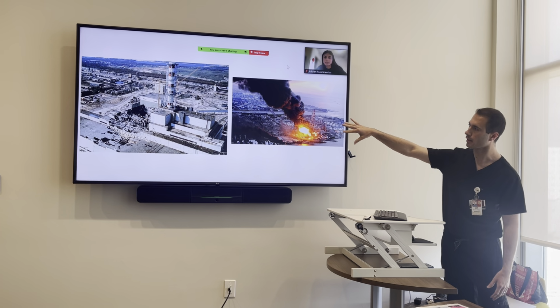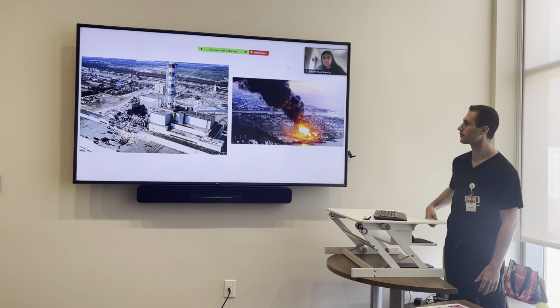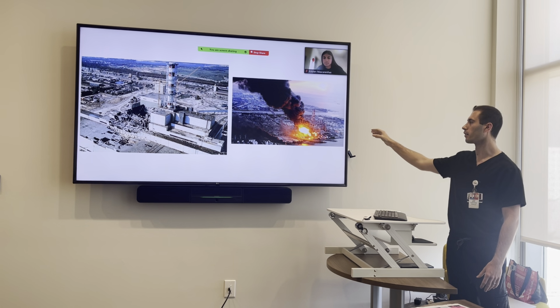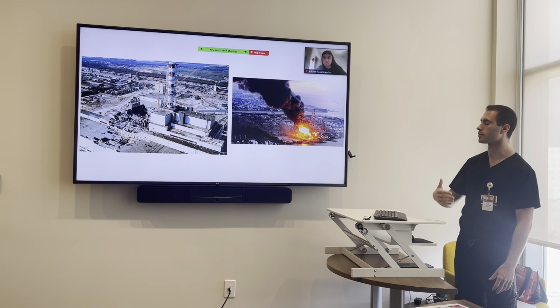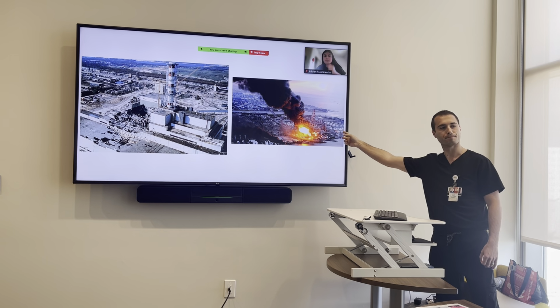On the left here, you'll see the Chernobyl site in Ukraine, and then on the right here, closer to the moment because it's more modern, is Fukushima, Japan, during the accident.